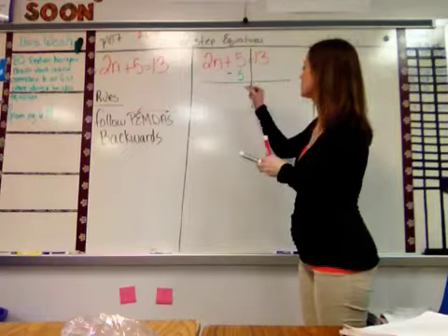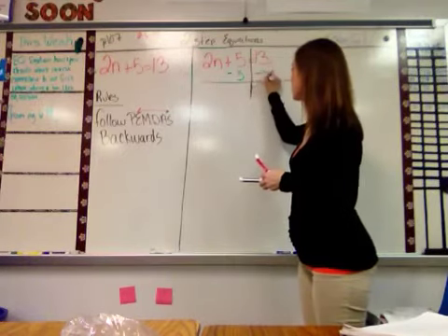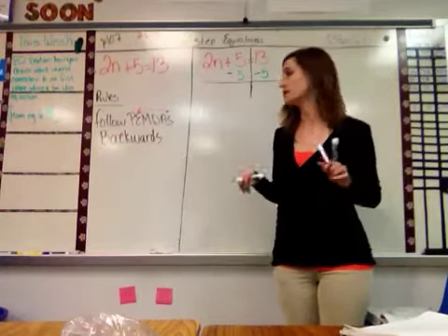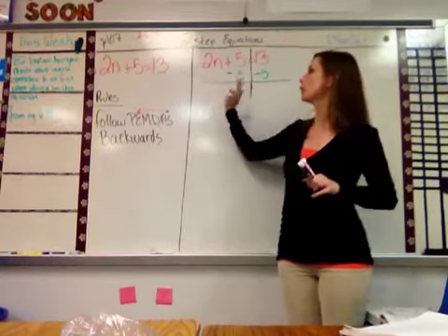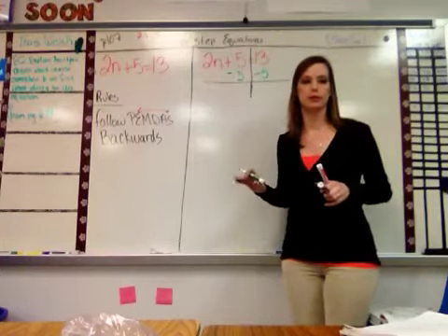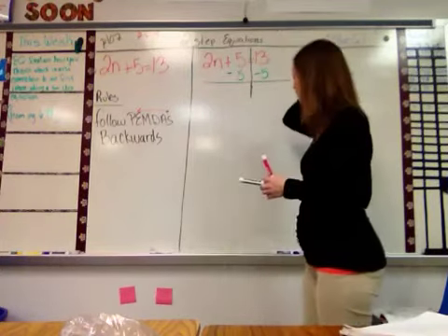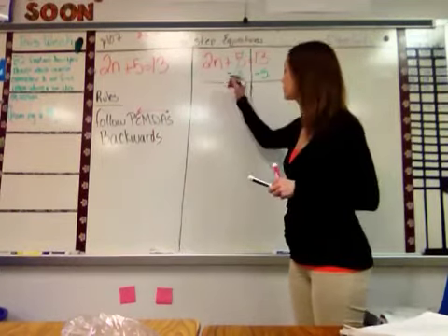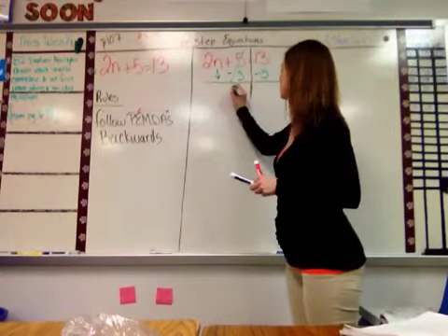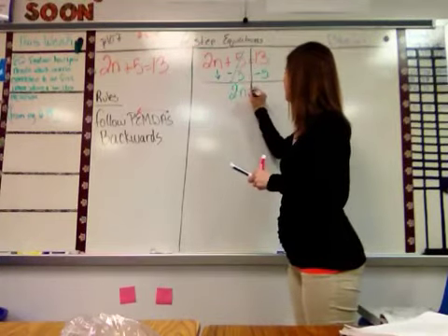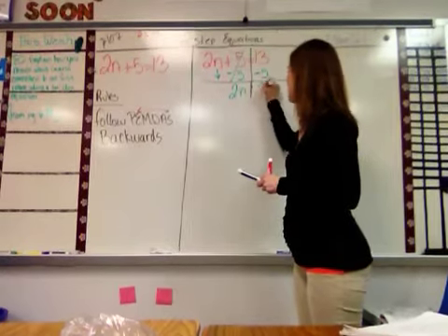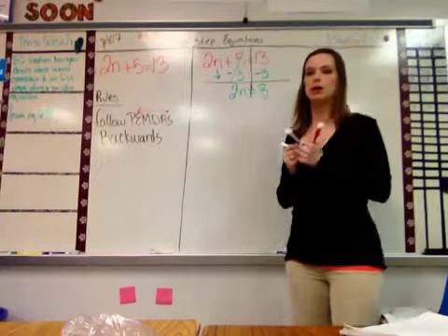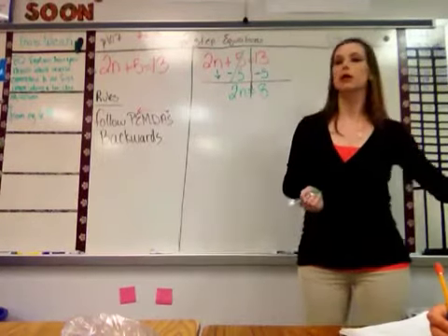So I need to subtract 5 from this side, and I have to subtract 5 from this side. We have to keep our equation scale balanced. We want to keep it even on both sides. If I only subtracted 5 from this side, that would change the problem to 2n equals 13. That's not how the problem was written. So plus 5 minus 5 cancels out. I bring down my 2n. 13 minus 5 is 8, and I put my equal sign in there. So I get 2n equals 8.